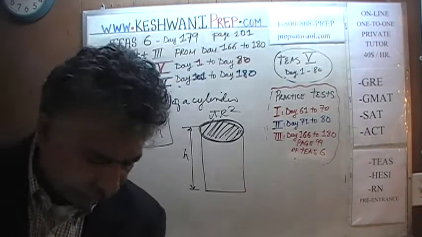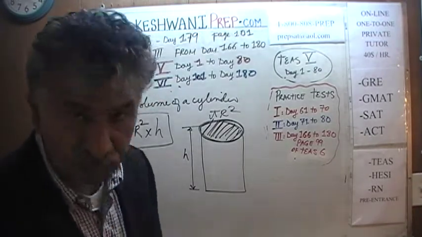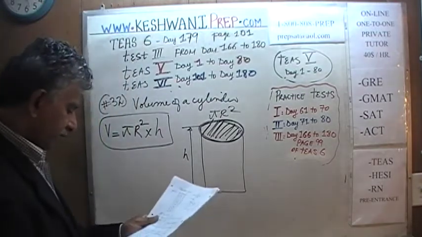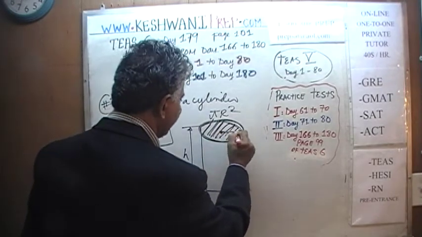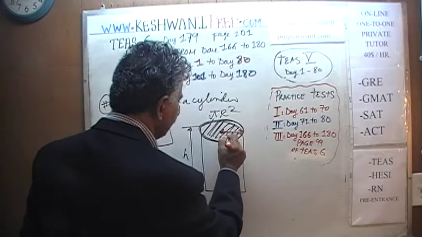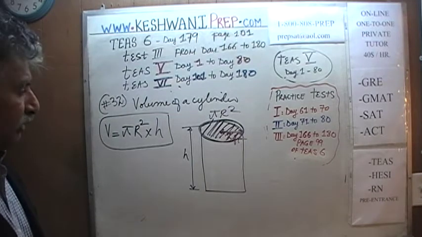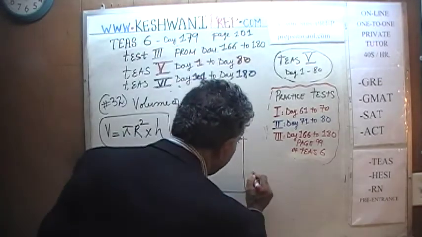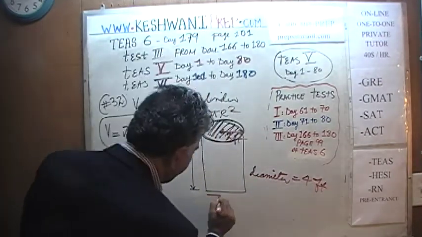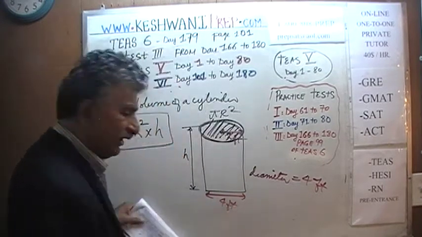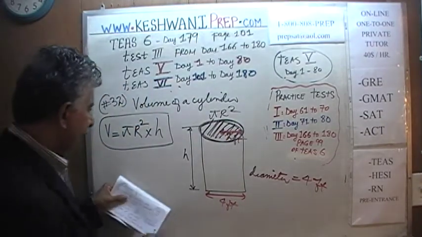And data is already given to us. We are told that this particular cylinder has a radius of 2 feet. This distance right here, from here to here, is 2 feet. Actually, they do not tell you the radius is 2 feet. What the problem tells us is that the diameter is 4 feet. The diameter is from here to here. If that's 4 feet, then the radius is half of that, which is 2 feet. And they also tell us that the height is 40 feet.